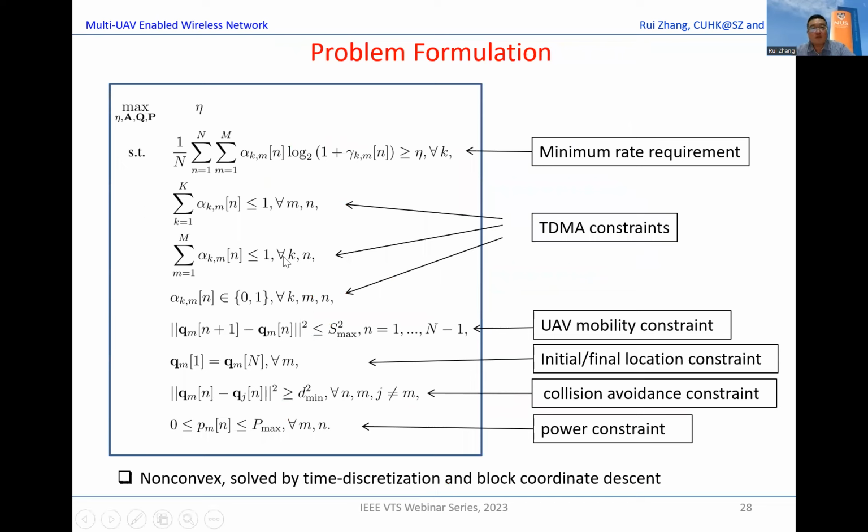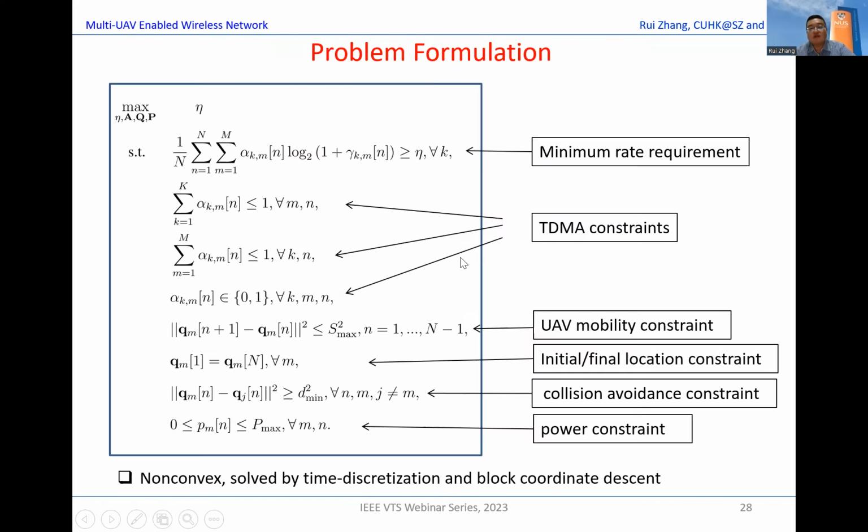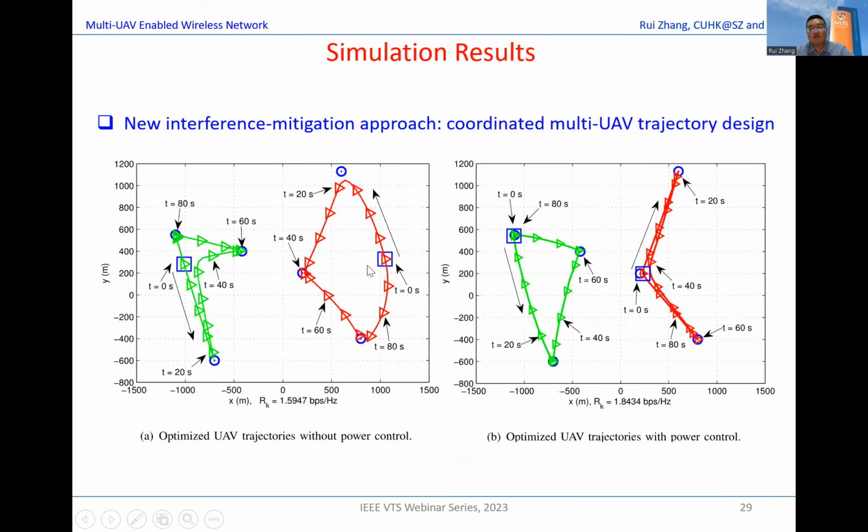So we can optimize the communication throughput by jointly optimizing the UAV trajectory and also the communication resource allocation. The optimization problem mathematically is given here. It's very complicated: you have communication constraints, coupling constraints, and UAV trajectory constraints. So we can apply the techniques we introduced previously, like discretization and also block coordinate descent, to solve the problem.